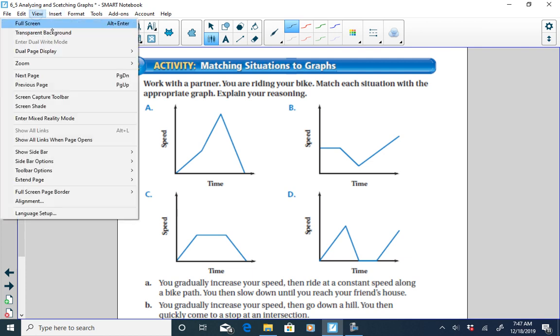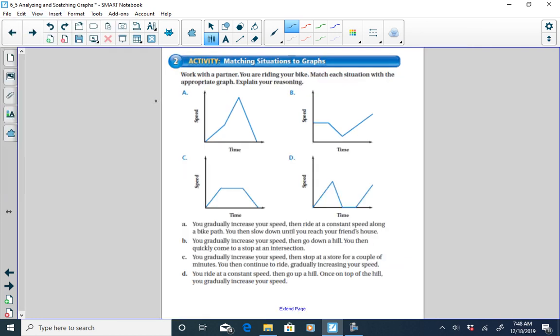All right, so I just got to zoom this out a bit so I can see everything here. So we have different graphs. All the graphs have a horizontal axis of time, and all of the graphs have a vertical axis of speed. Choice A says you gradually increase your speed. Then you ride at a constant speed along a bike path. Then you slow down until you reach your friend's house. And at your friend's house, you'd want to stop. So let's see which one of the graphs that would work with.